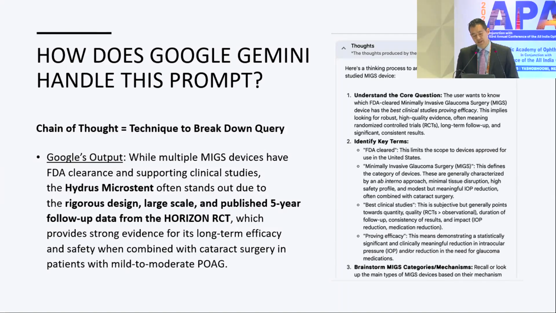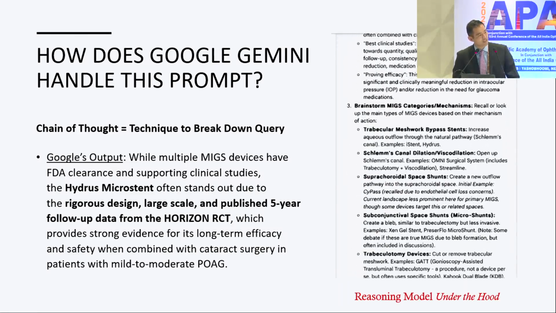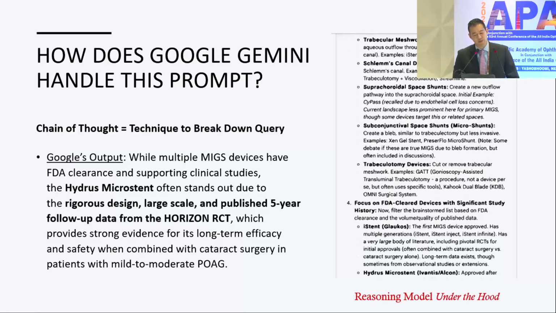So how did Google Gemini handle this prompt? It uses this prompting technique called chain of thought, which is an ability for a task to be broken down into subtasks. And this is the final Google output. It said the Horizon RCT was the best, and I would agree. But how did it actually come to that? If you look at the reasoning model under the hood, all that information there on the side is actually what it was doing. So it's kind of a form of explainability.